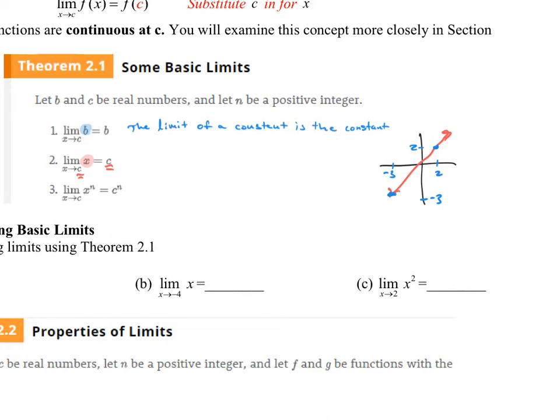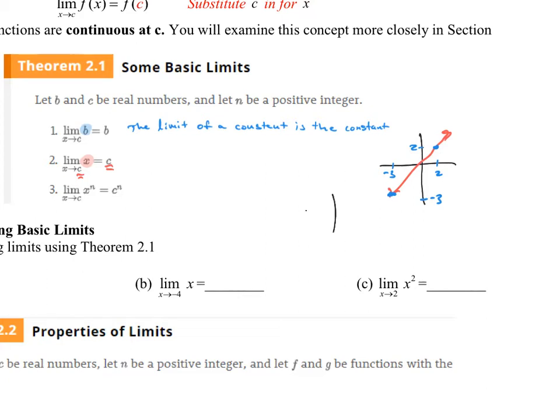The limit as x approaches c of x to the n. All that's saying is we can raise it to a power. As long as it's a positive integer, we can raise it to that power. It doesn't always work for every number, but it does work when your power is a positive integer. What are they talking about here? They're just talking about something like x squared, x cubed, x to the fourth.